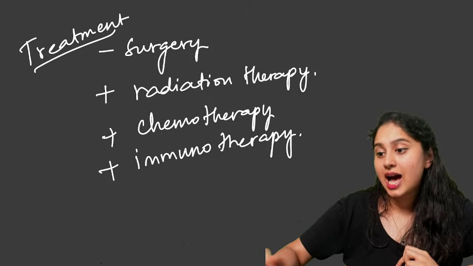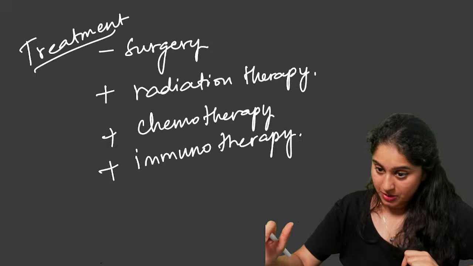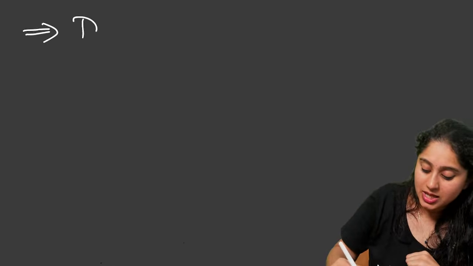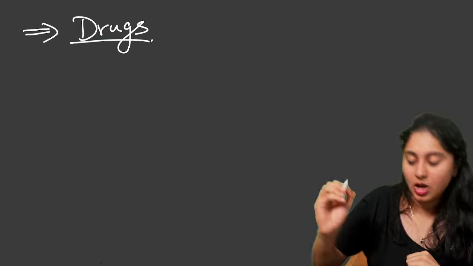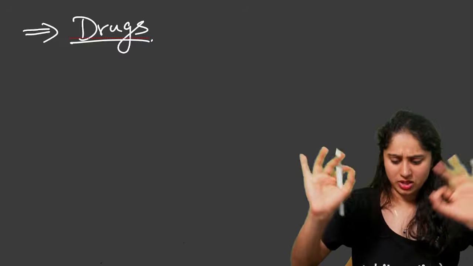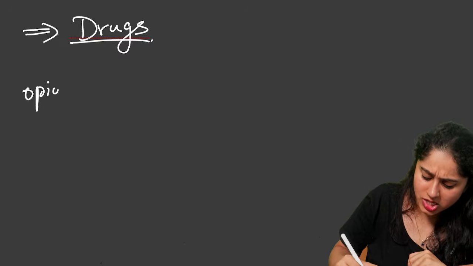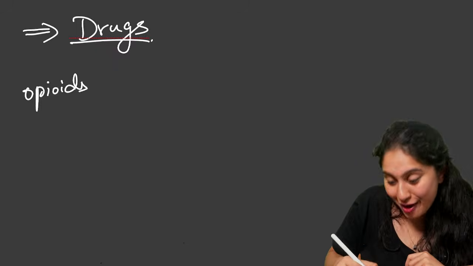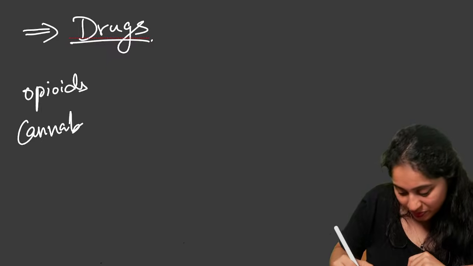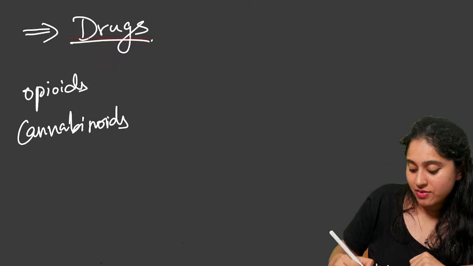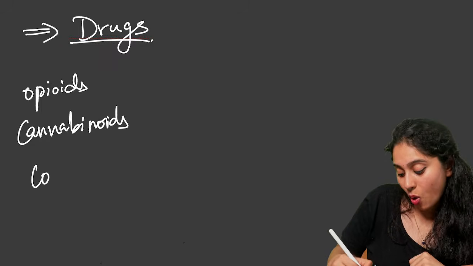Understood? That's all about cancer. Now, the last part of this particular chapter is the drugs. So the drugs, I will show you a simple table that you remember. We have opioids, then we have cannabinoids, and then last we have coca alkaloids.